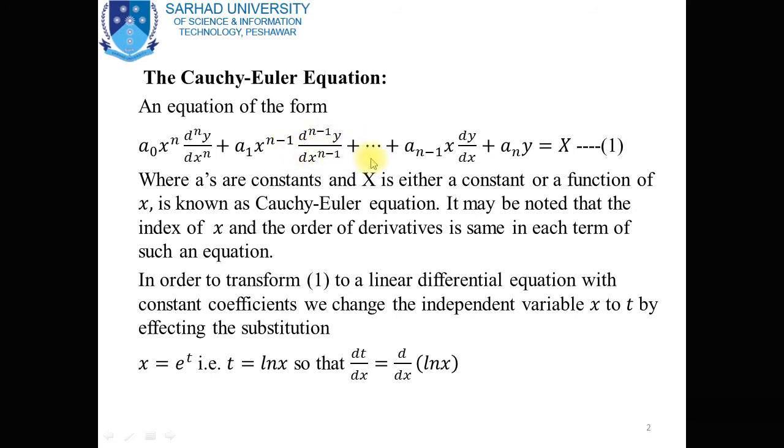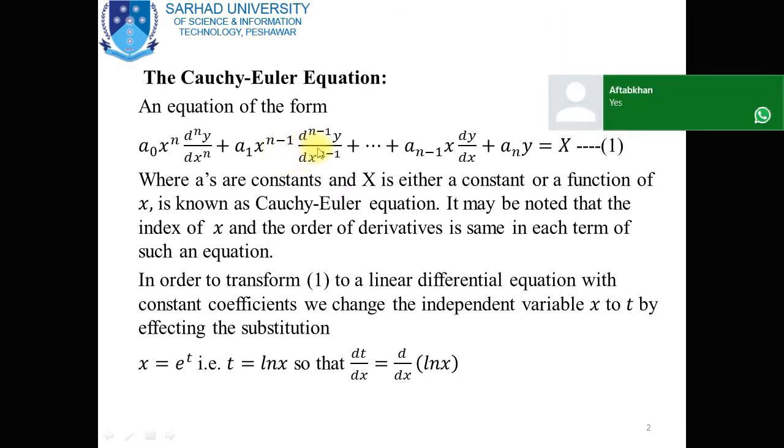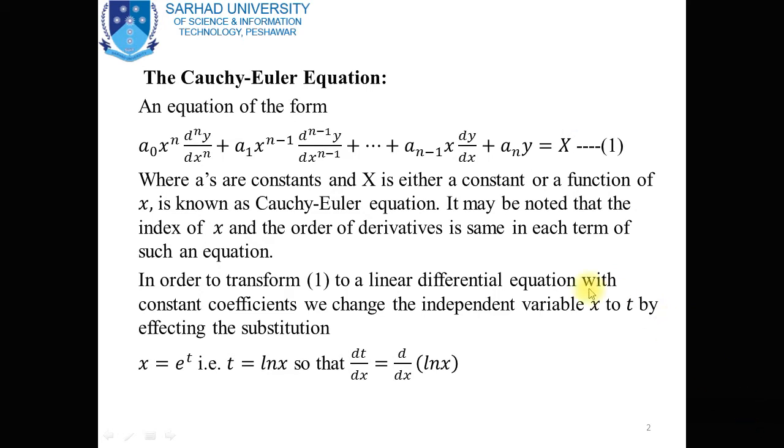So in this video lecture today we are going to solve this Cauchy-Euler differential equation. I would like to tell you about the procedure for the solution of the Cauchy-Euler differential equation. It may be noted in this equation that the index of x and the order of the derivatives is the same in each term of such an equation.